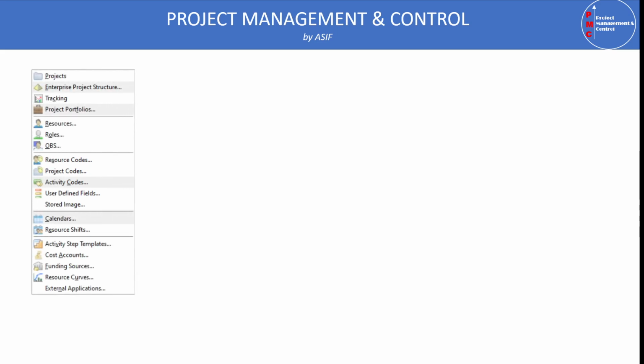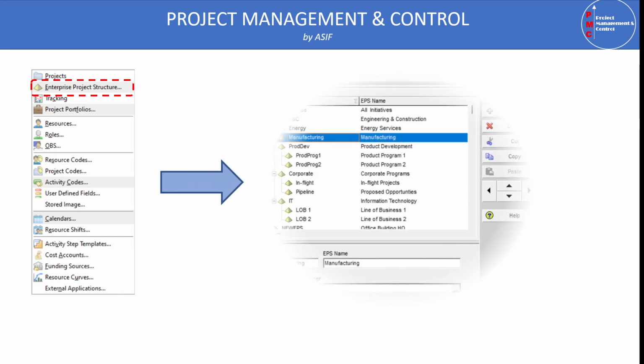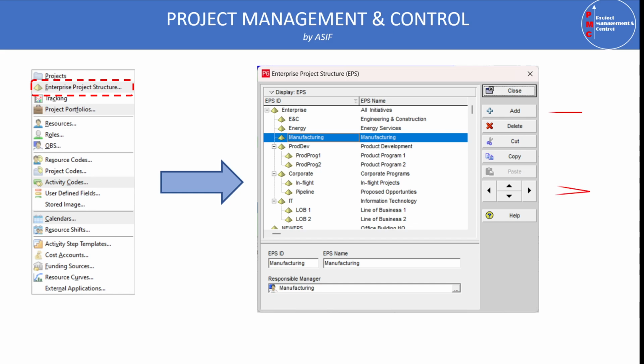So once you define this EPS, next we have to go into the tool. In the tool, you can find that we have enterprise project structure. Just select enterprise project structure from here, and this EPS window will open. From here, you can click the add button to add a new EPS, and then once the EPS is added, you can use this navigation button to maneuver your EPS.